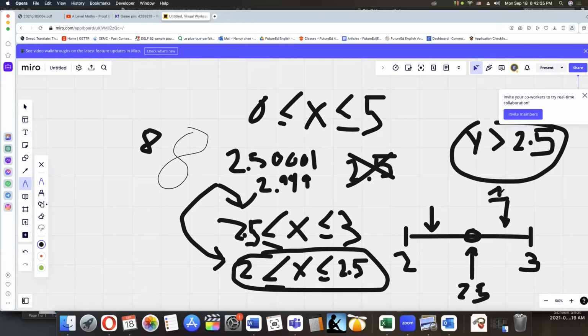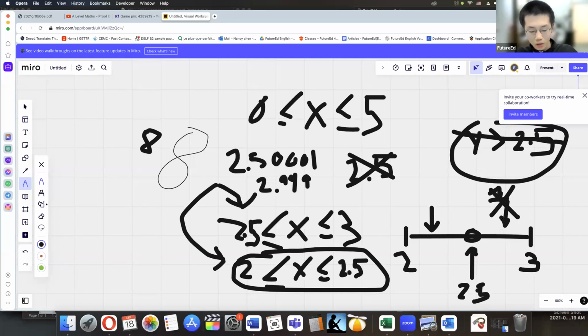So if y is greater than 2.5, is it smaller than 2.5? No. That's the weirdest statement that ever came out of my mouth, right? So if it's greater than 2.5, it's not smaller than 2.5. So we know that this is not a good case.